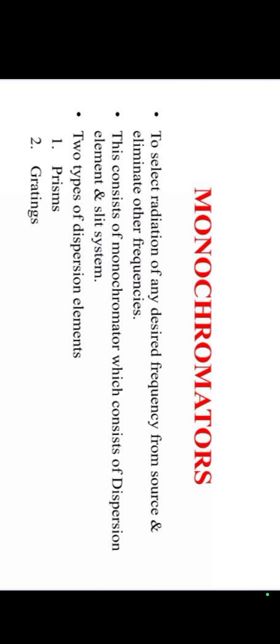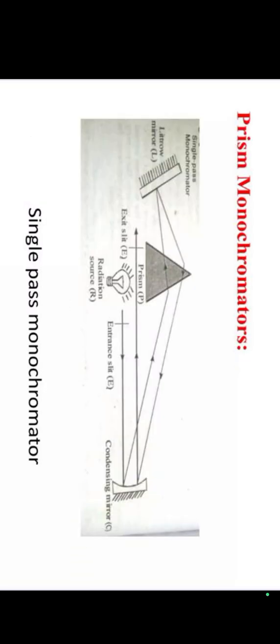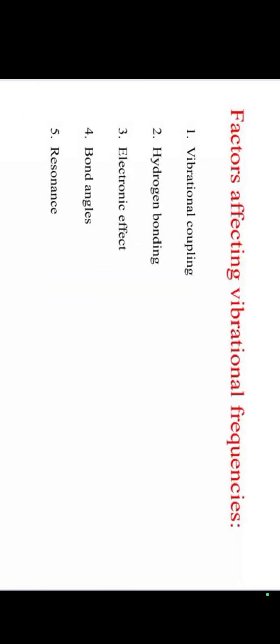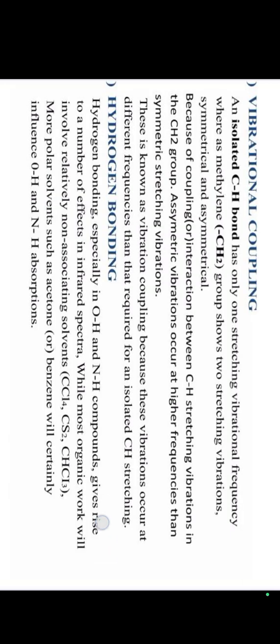Next, monochromator, two types: prism and grating. This is the structure of the prism monochromator, single pass and double pass. We use the grating monochromator. Detectors, next we see the detectors: thermocouple detector, thermopile, bolometer, and pyroelectric detector. These detectors are discussed. And next we see the factors affecting vibrational frequencies: vibrational coupling, hydrogen bonding, electronic effects, bond angle, resonance. These are also explained. And next we see the applications.